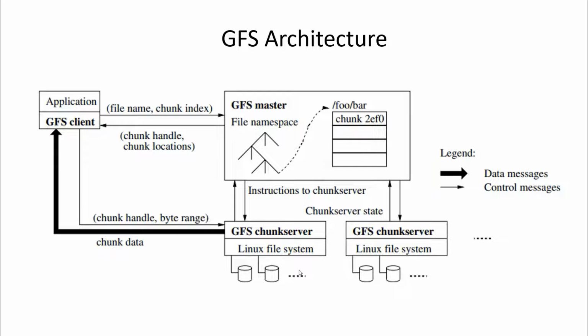So this is the GFS architecture described in the paper. A GFS client interacts with the file name and chunk index. Now the GFS master will look into the directory, find that chunk location and give the chunk handle and location. Then the client interacts with the chunk server, through multiple chunk servers, all Linux systems, and the chunk server replies to the client with the chunk data.